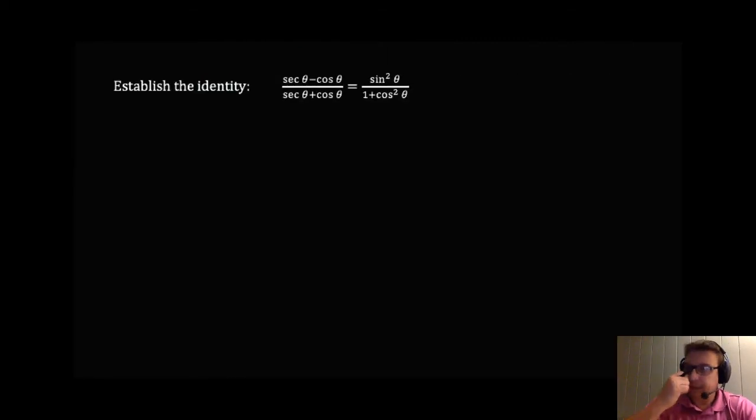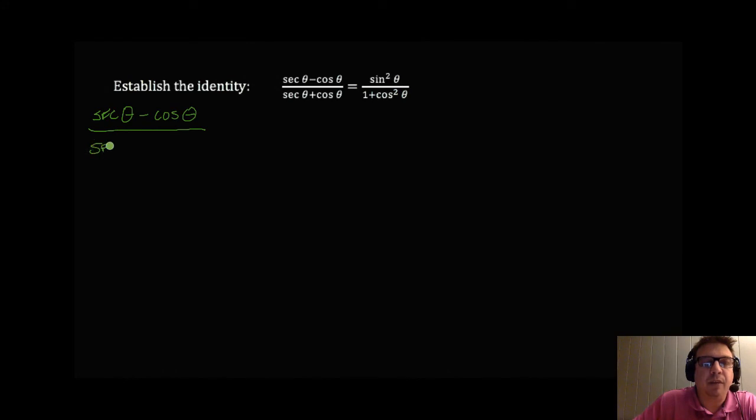All right, so let's take a look at this example here. I'm going to start with the left-hand side again because I've got stuff here that I can manipulate, and then see what we get to get it close to here. So I'm going to start with that left-hand side again: secant theta minus cosine theta. Even though this is what I'm going to adjust and manipulate, I still have to rewrite it first.